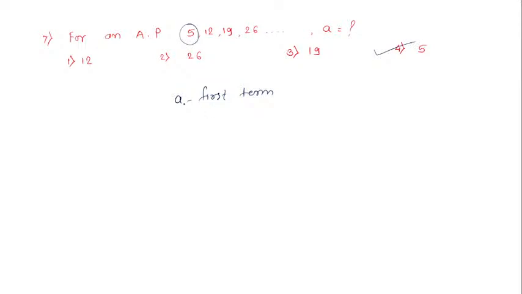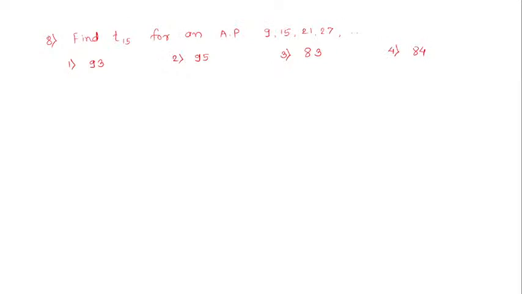We must know the notations we are going to use for the common difference and the first term. So A is the first term and D is the letter which is used for the common difference. So instead of asking what is the first term or common difference, it may also be asked to find A and D. So we should know A means the first term and D means the common difference.